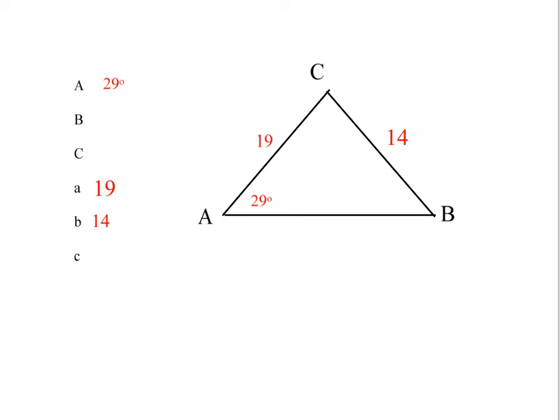Alright, and this guy right here, once again, we notice we have an SSA situation. I have an angle, a side, and a side. We're going to compare my A and my B. A is less than B, so therefore I know I don't have just one answer. I either have 0 or 2, so I'm going to find my height.